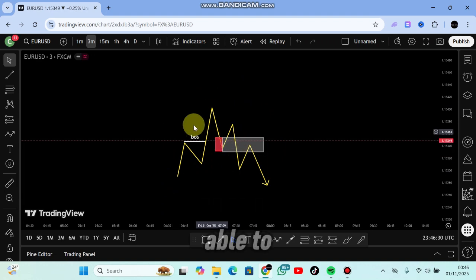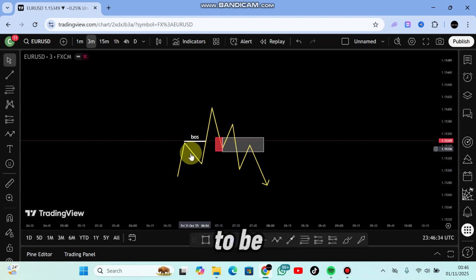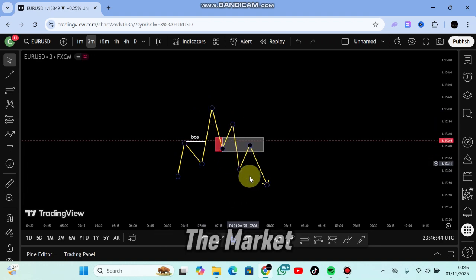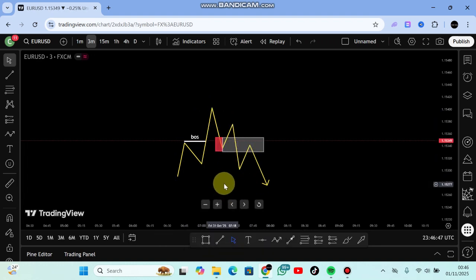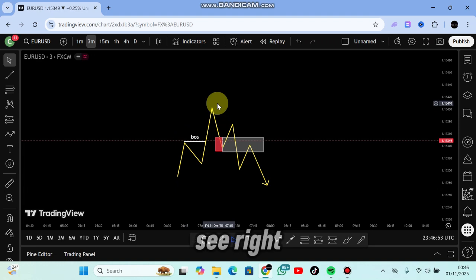For you to be able to draw the bearish mitigation block, you need to be in a bullish market. The price needs to be breaking structure to the upside, as you can see. For the bearish mitigation block, it means that you want to sell the market to the downside. For you to be able to do this, you need to see an uptrend, with price breaking structure to the upside, as you can see right here.